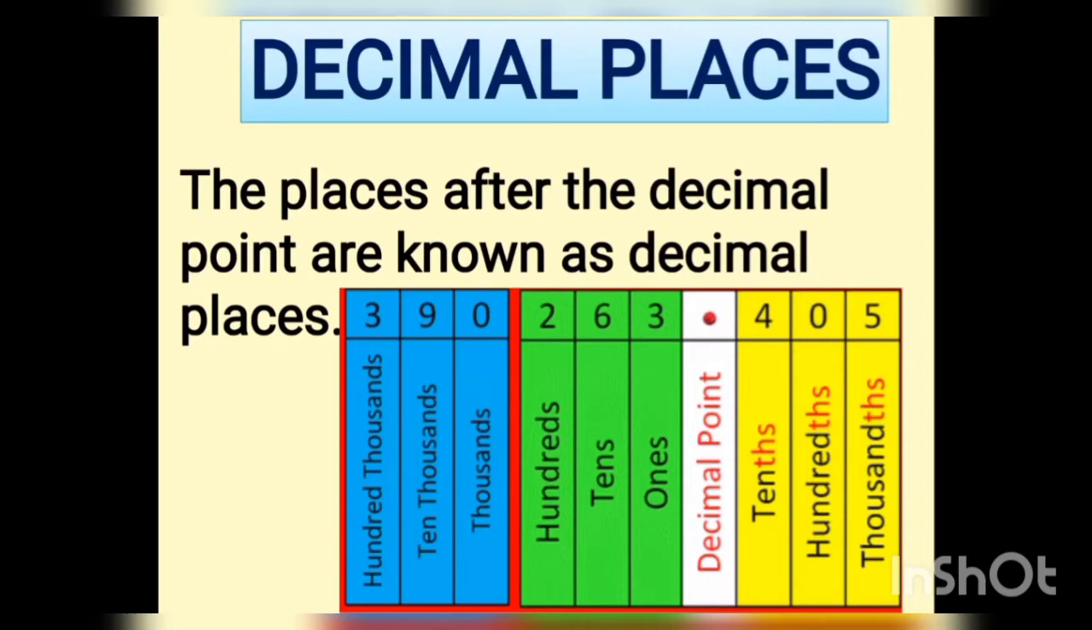Decimal places. Now places after the decimal point are known as decimal places. Now look the decimal point. 4 is tens, 0 is hundreds and 5 is thousands. Now look here, next is a whole number. 3 is ones, 6 is tens, 2 is hundreds, 0 is thousands, 9 is 10,000 and 3 is 100,000.